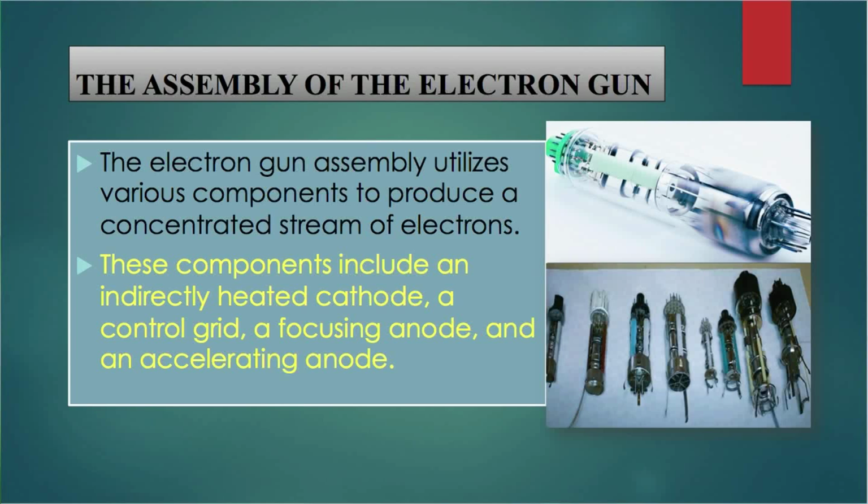The cathode, made up of nickel and coated with an oxide layer, generates a large number of electrons. So here in this picture you can see an electron gun, and there are many electron guns of different generations, starting from the very first black and white electron gun up to the color TV electron gun.